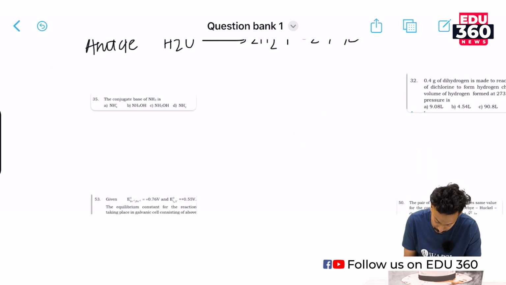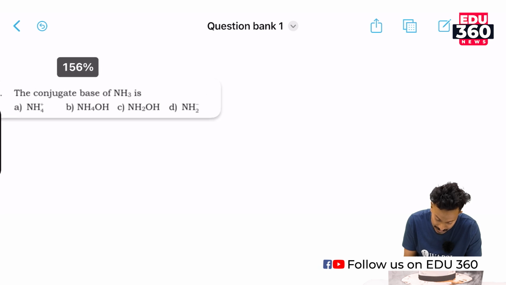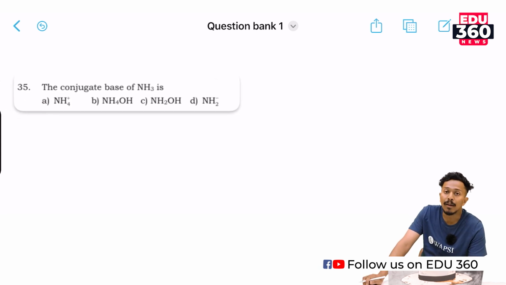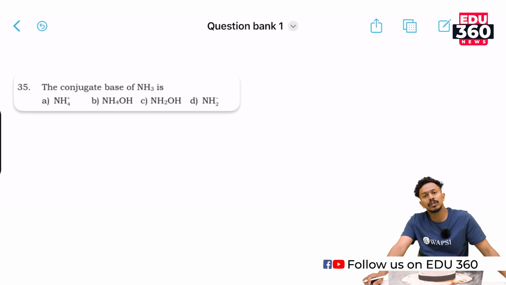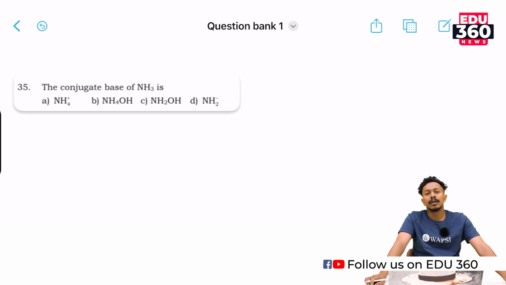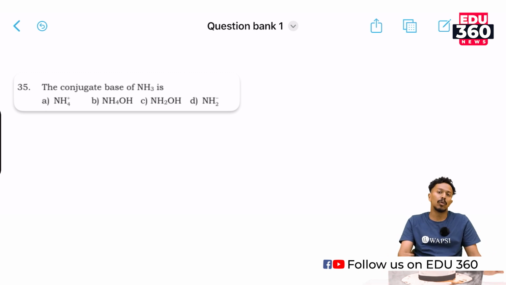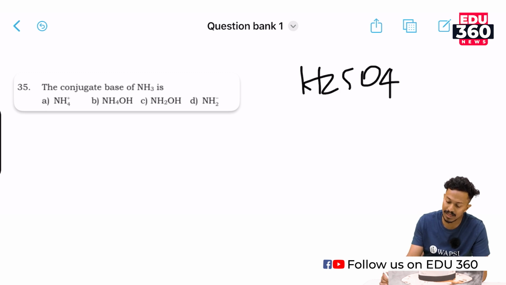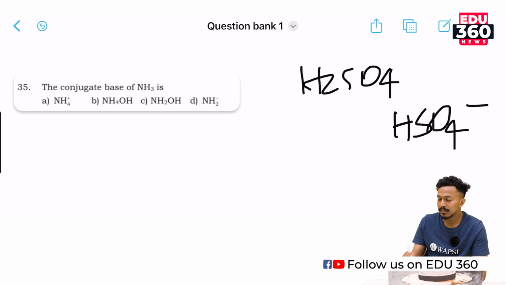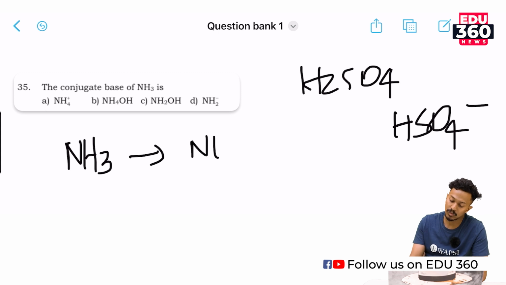and moving on to our next question, the conjugate base of NH3, ammonia, right? What do you mean by a conjugate base? Have you studied conjugate bases of an acid? Well, a conjugate base is formed when a proton, an H+ ion, is removed from that molecule. When H2SO4 loses H+, the conjugate base is HSO4-, right? By removing a proton from that compound. Well, in ammonia it would be NH2-.